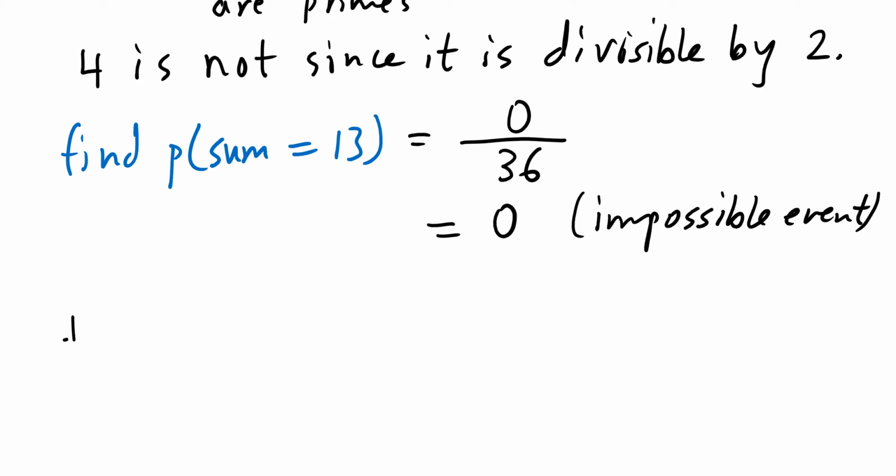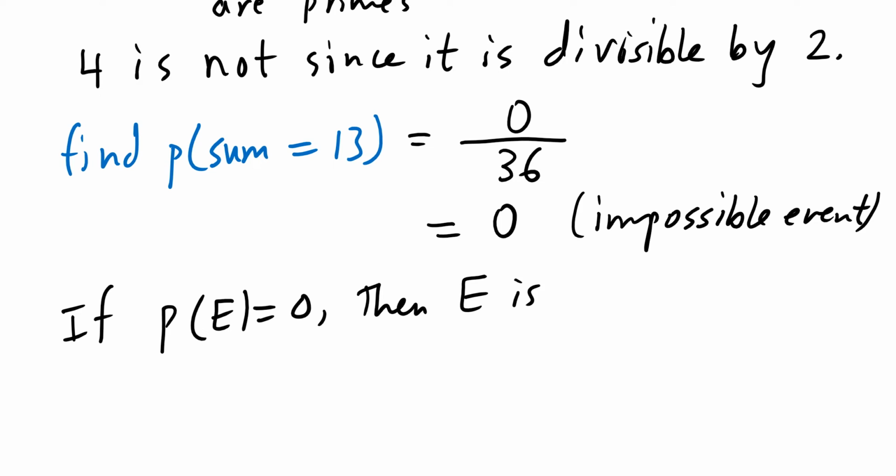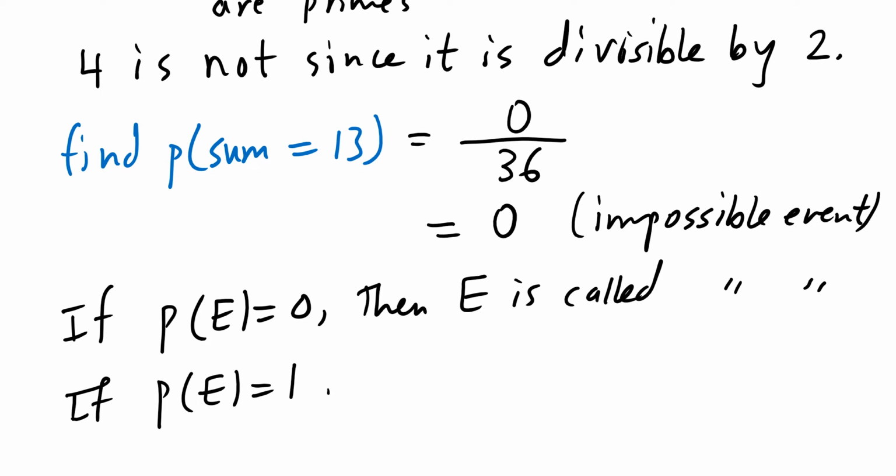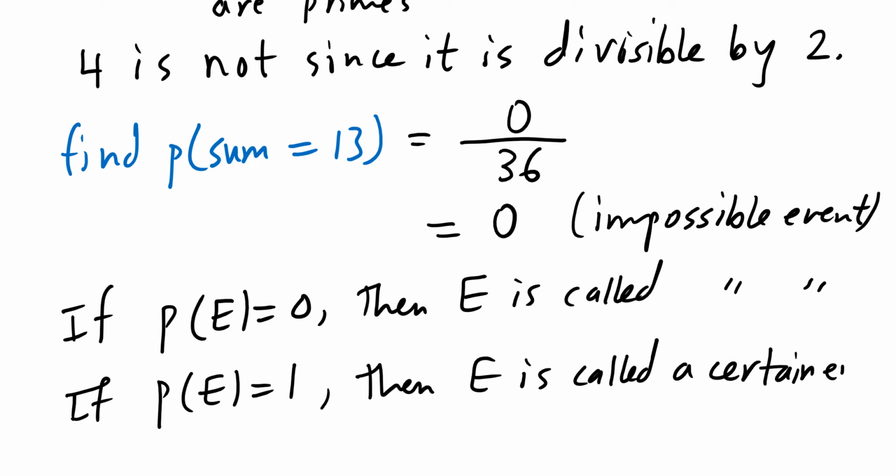In general, if the probability of any event E is 0, then E is called an impossible event. If the probability is 1, 1 means 100%, then E is called a certain event. A certain event means you are like 100% sure you are going to pass the class. So you are really sure, you are certain that you're going to pass this class.